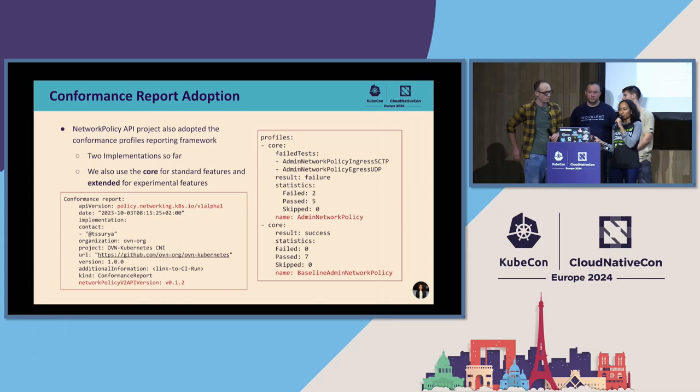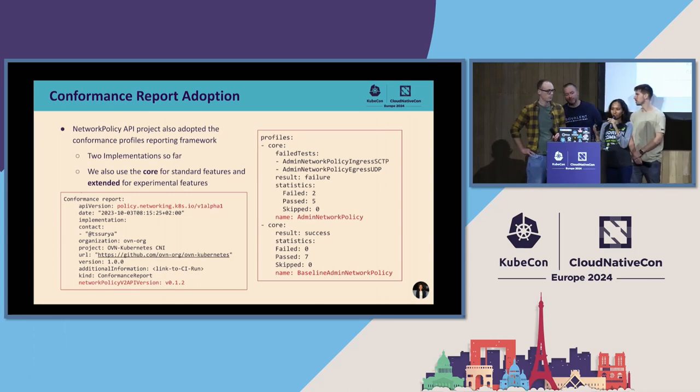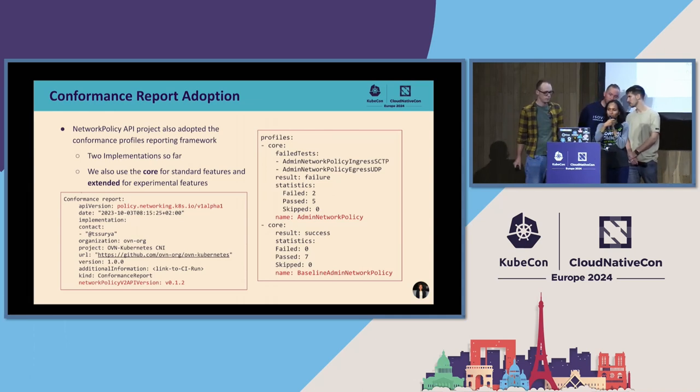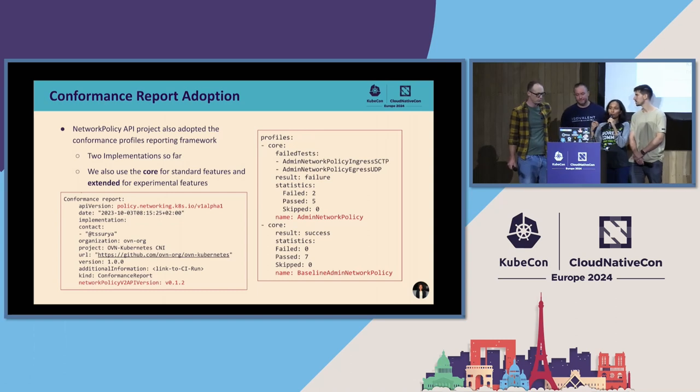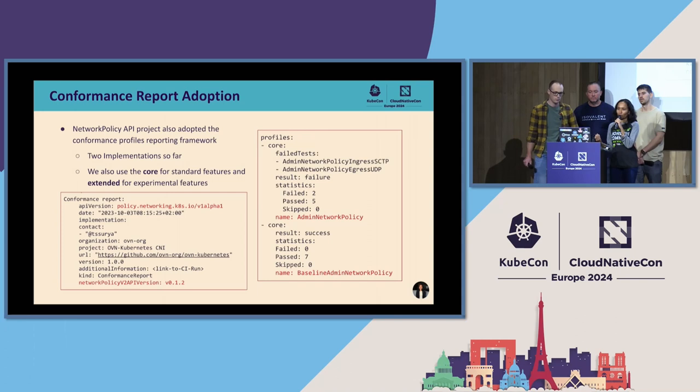So like Mattia mentioned, we also adopted the same conformance report CRD in the Gateway Network Policy API project. And this is how it looks on our side. It's basically the similar thing. We have our own profiles. And whenever we have new implementations, we encourage them to run our conformance tests and then upload their report into our repository, which is the Network Policy API one.